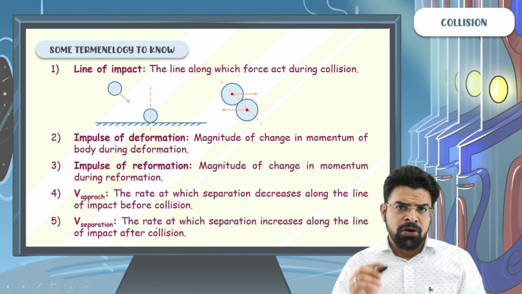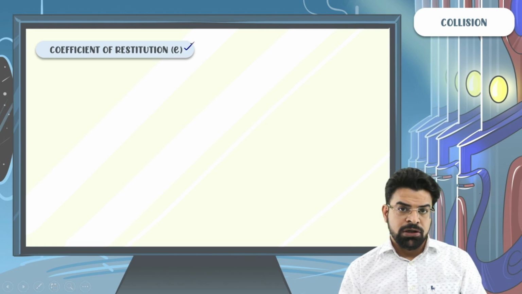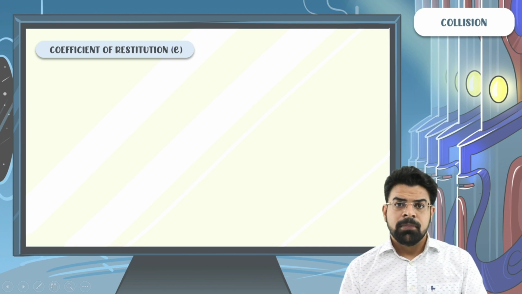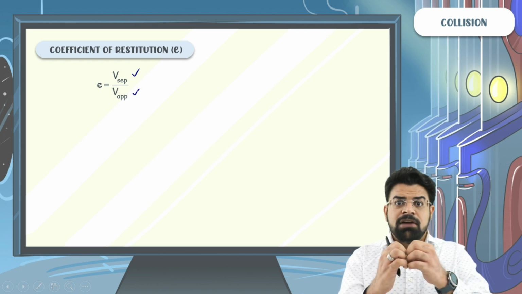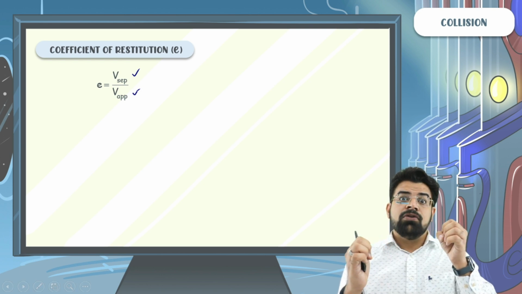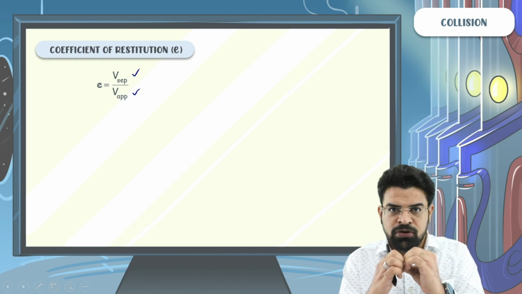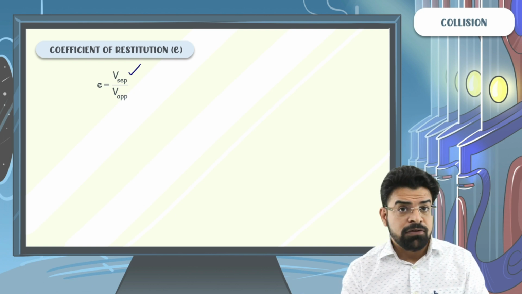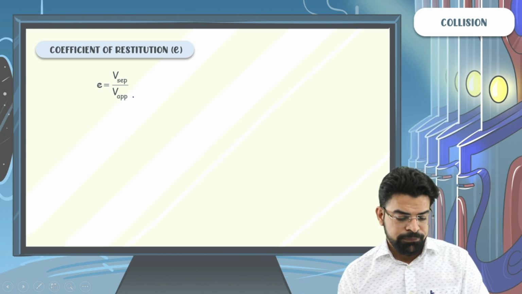So now we will talk about a super important term called the coefficient of restitution. The symbol used for this term is E. E is defined as velocity of separation upon velocity of approach: the rate at which the separation increases after the collision upon the rate at which the separation was decreasing before the collision, that is the velocity of approach. Now remember that you must take velocity of separation and velocity of approach along the line of impact.